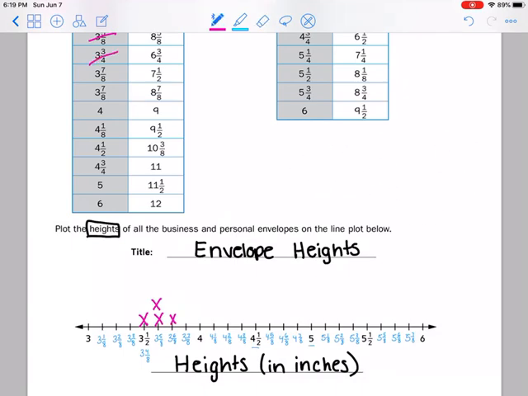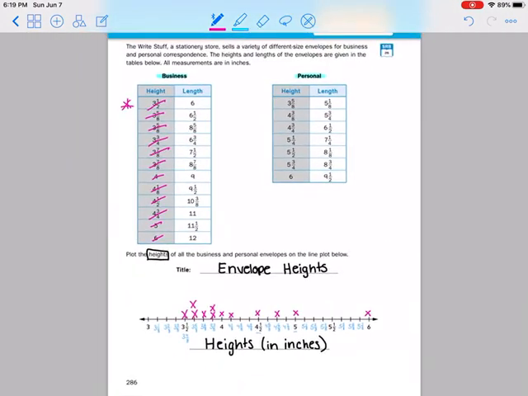Okay, 3 7/8, another 3 7/8, a 4, a 4 1/8, a 4 1/2, a 4 3/4. So the same thing, 4 3/4 can also be written as 4 6/8 because those are equivalent fractions. A 5 and a 6. Okay, so I'm done with all the business envelopes.